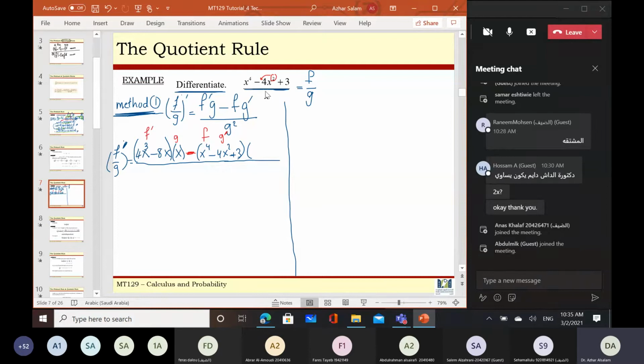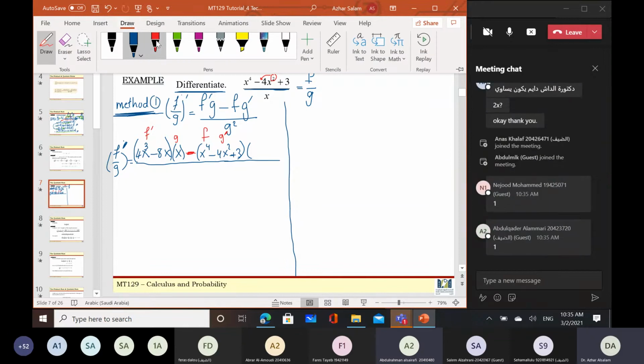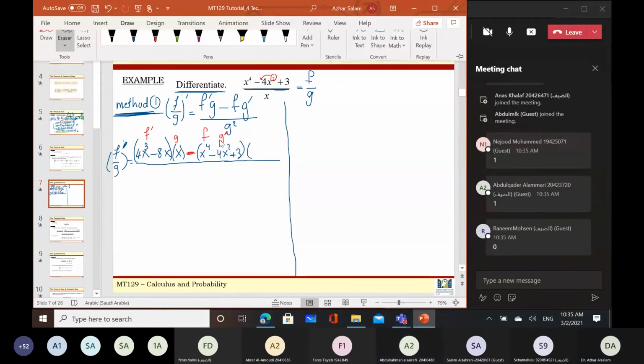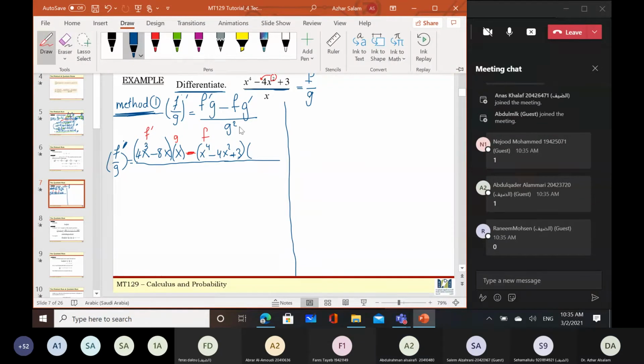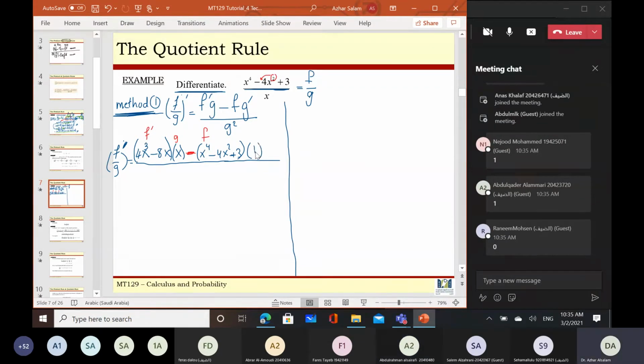What's the derivative of x? What's the derivative? One. Yes, one. Right. Okay, now here it will be multiplied by 1. Okay, this is the derivative of g. Then divided by the same denominator but square. So I will write the same function g, which is only x, but square.